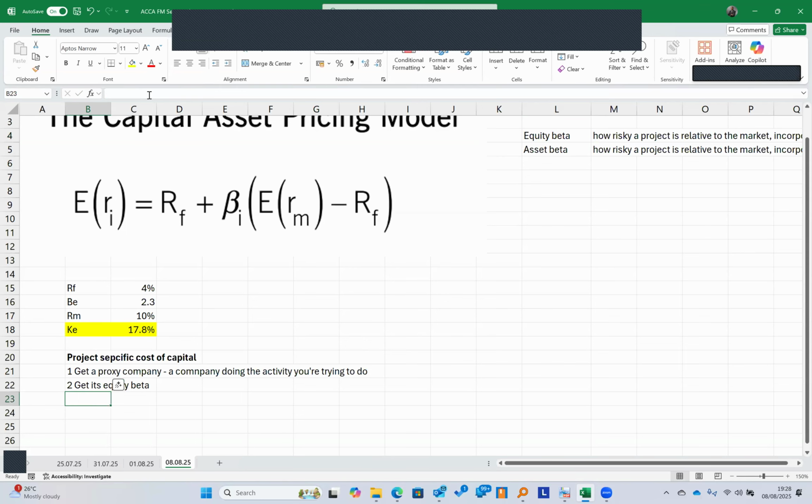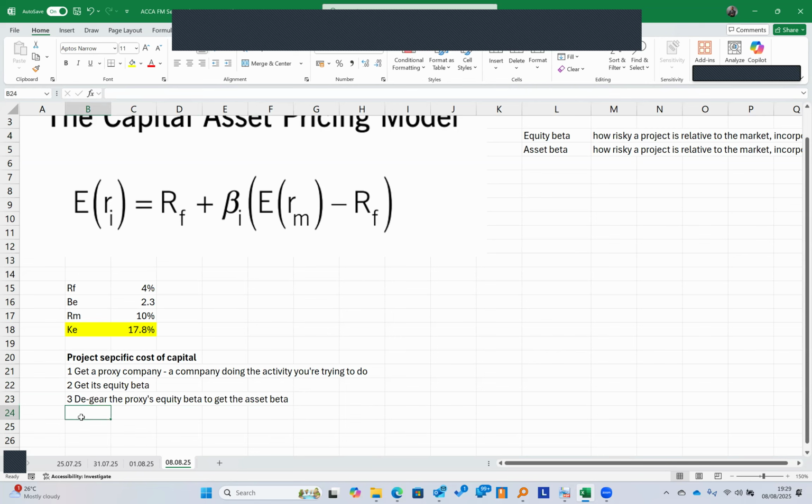Then step 3 is de-gear the proxy's equity beta to get the asset beta. So when you get the equity beta of this company, because it has both business risk and gearing, you de-gear it. So you remove the effect of the gearing and you remain only with the effect of the business risk, whereby you get the asset beta.